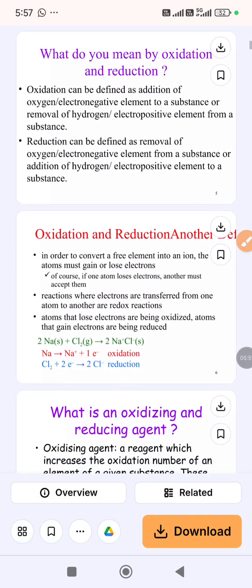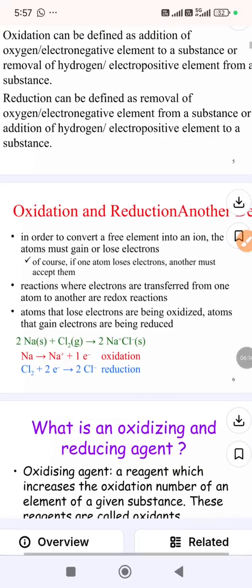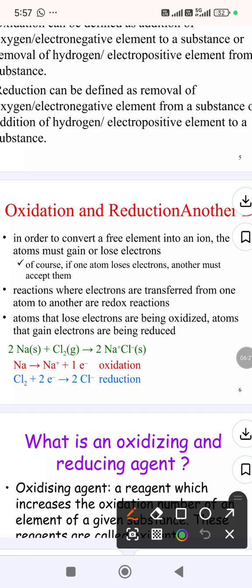Now coming to another concept of oxidation and reduction, that is in terms of gain or loss of electrons. Reactions where electrons are transferred from one atom to another are redox reactions. Here we are going to understand redox reactions in terms of electrons. If in any reaction there is gain or loss of electrons, then it is called a redox reaction. Now let us see one example. A very easy and very common example is the formation of NaCl.